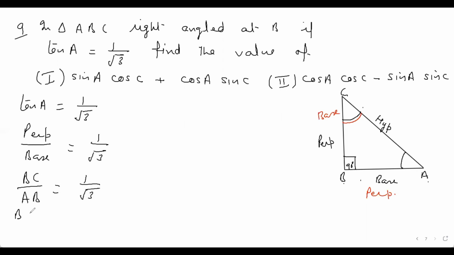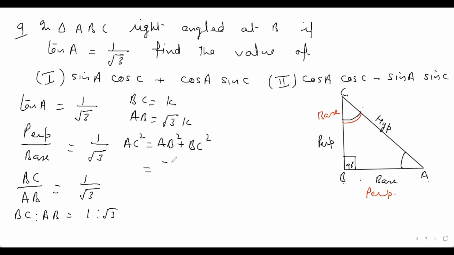It means BC ratio AB is equal to 1 ratio root 3. It means BC is equal to K and AB is equal to root 3K. I am to find AC. So AC square is equal to AB square plus BC square. It means root 3k whole square plus k square. It means 3k square plus k square. It means 4k square. So AC is equal to 2k.